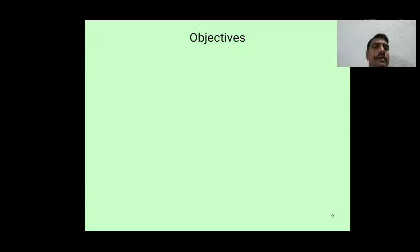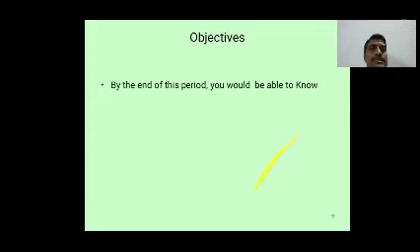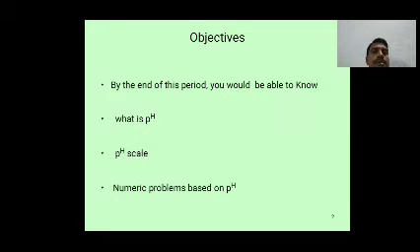Today, by the end of this period, you would be able to know what is pH, the pH scale, and numerical problems based on pH.